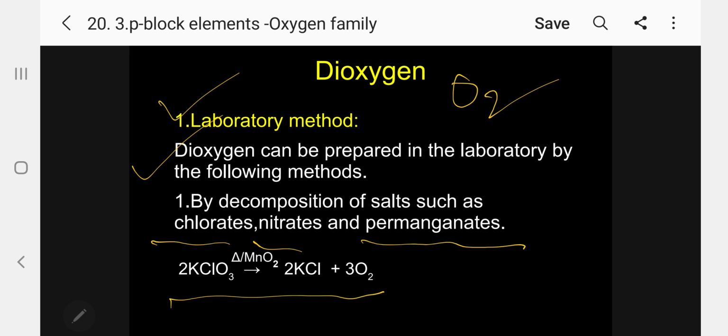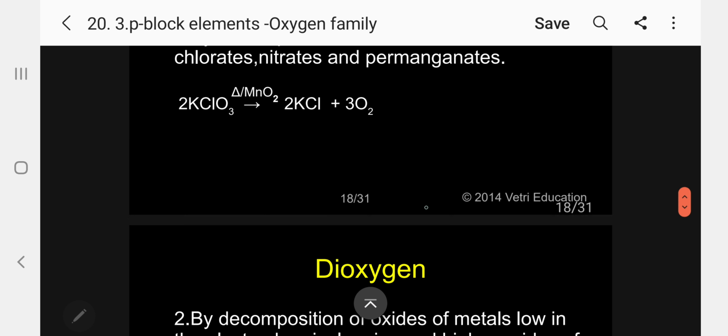Example, I am taking potassium chlorate in presence of manganese dioxide. Action of heat produces potassium chloride and oxygen will be liberated. We easily collect it in the laboratory. Please follow.